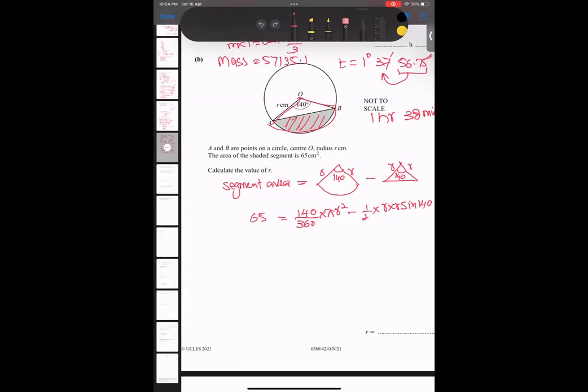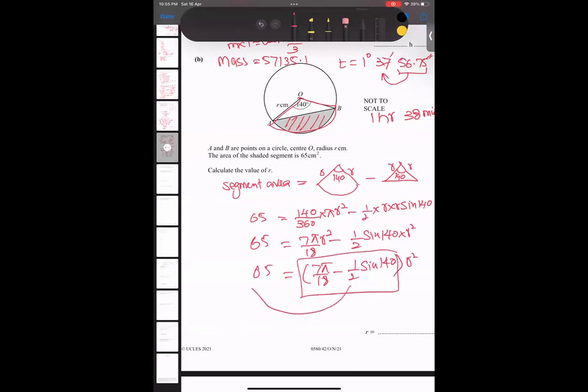So let's try to simplify. 140 divided by 360 comes 7 pi by 18 r square. Here I got sine 140, and half times r square sine 140. Here 65. Can I take r square common? Yes, 7 pi over 18 minus half times sine 140, and r square common, equals 65. This whole thing I type in the calculator and divide under it.